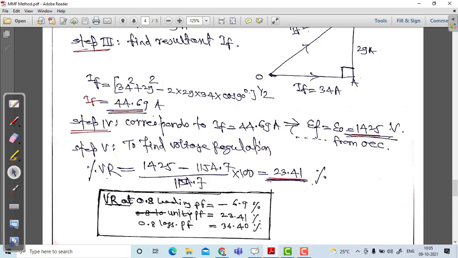So in all, the voltage regulation at a lagging power factor and unity power factor is positive, because EPH is greater than VPH. However, the voltage regulation at a lagging power factor is greater than at the unity power factor, and voltage regulation at a leading power factor is negative. Also remember that zero voltage regulation is possible at a leading power factor.